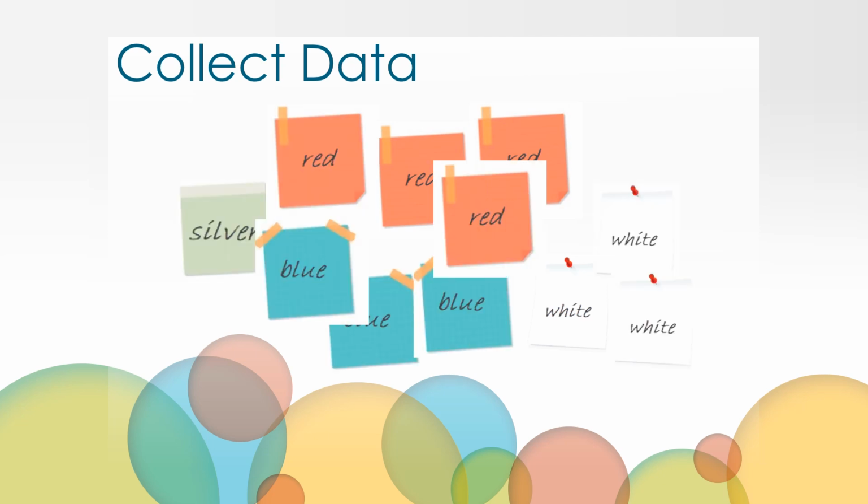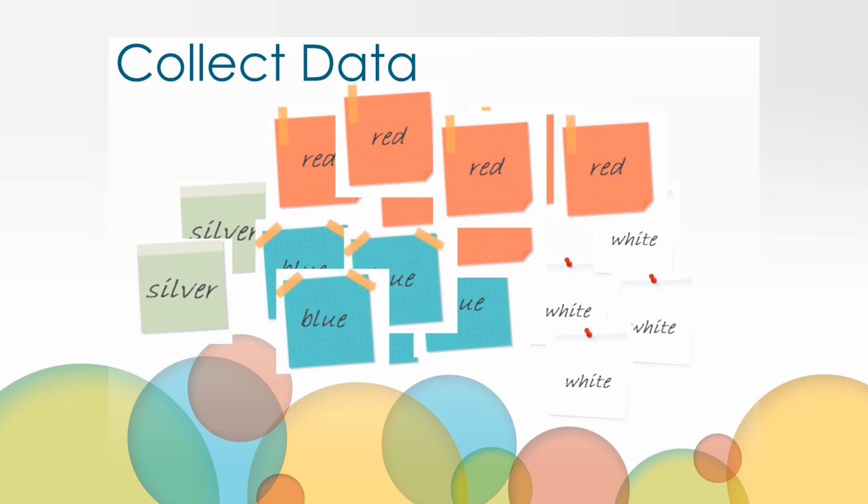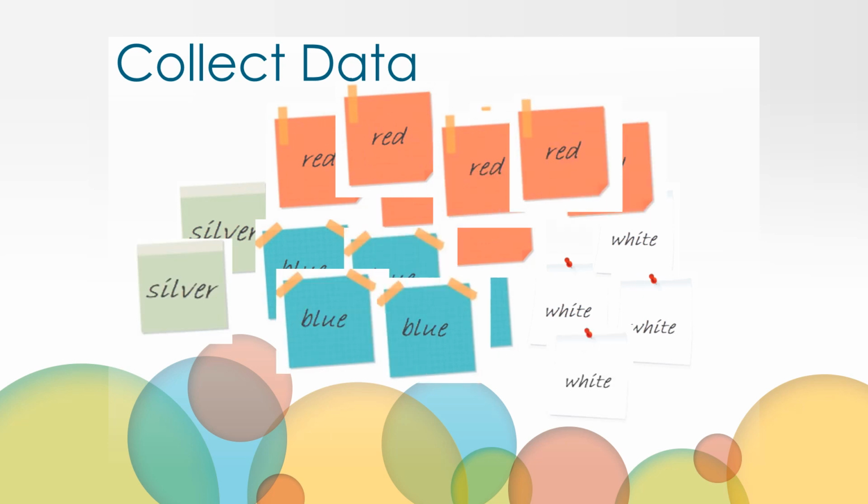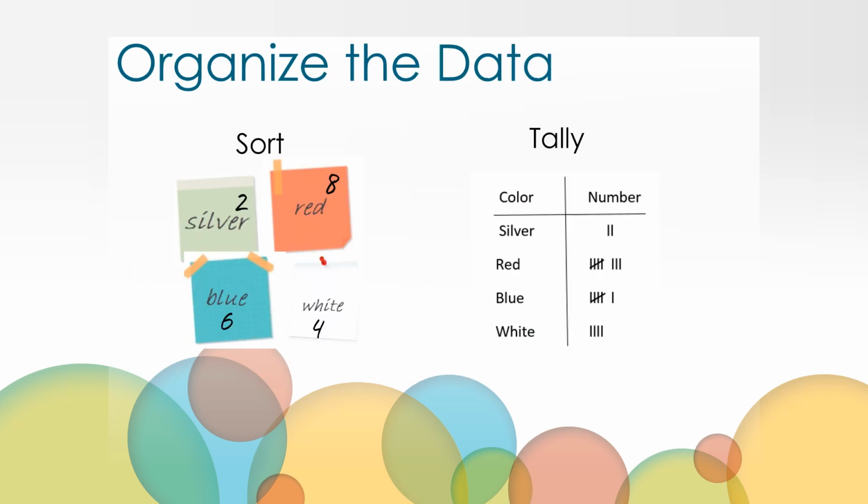But after a while, we had collected quite a bit of data. We realized that in order to make sense of the information we had collected, we needed to organize the data. There are many different ways to organize data. One way may be to just sort the data. Here you can see the sticky notes put in order with all the same colors together, and then the total number written on the top of each one.